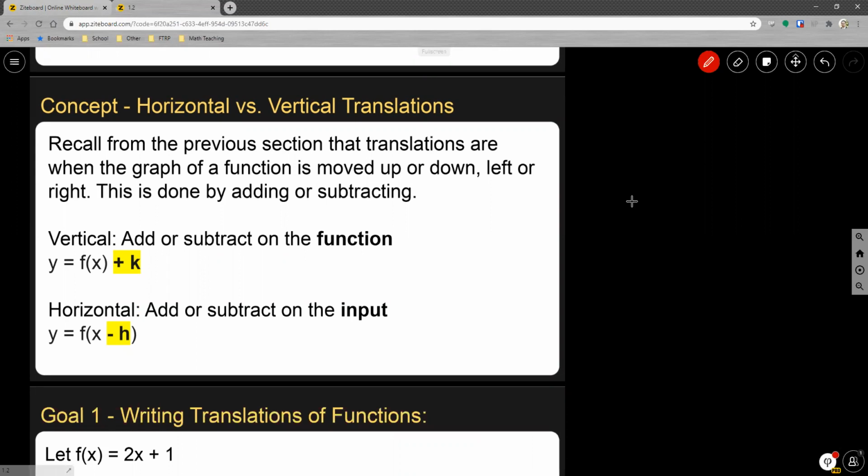Recall from the previous section that translations are when the graph of a function is moved up or down, or left or right, or a combination of both. It could be up and left, up and right, down and left, or down and right. This is done by adding or subtracting in the equation or in the function. So we've got two different possibilities. Our first one is when there's a vertical change.